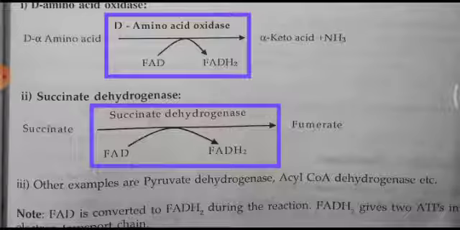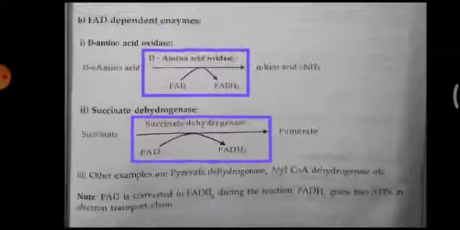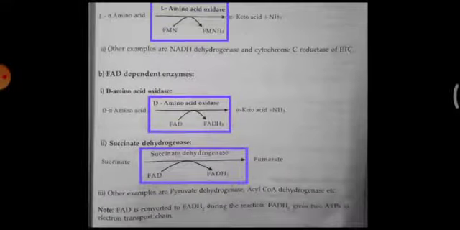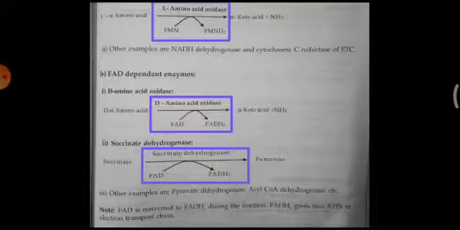Here also succinate is getting oxidized by removal of hydrogen, and that hydrogen is taken by FAD, getting converted to FADH2. So reduction and oxidation both are occurring in this reaction. So this is about the FAD and FMN coenzyme involved reactions, which are riboflavin coenzymes.